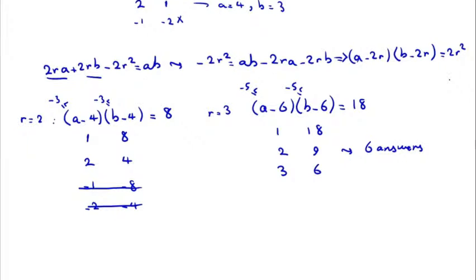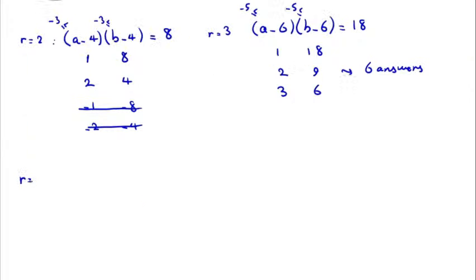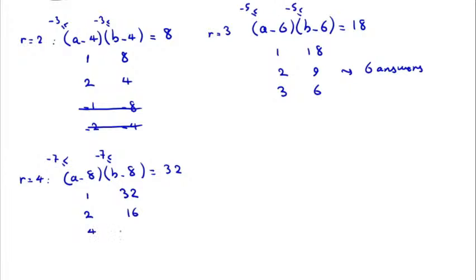Let's check R equal to 4. A minus 8 times B minus 8 should be equal to 2 times 4 squared, 32. Because A is at least 1, A minus 8 is at least negative 7. Also B minus 8 is at least negative 7. It can be 1, 32, 2, 16, 4, 8, and you multiply by 2. If you want to consider negatives of them, they are not possible. So again, we have 6 answers.